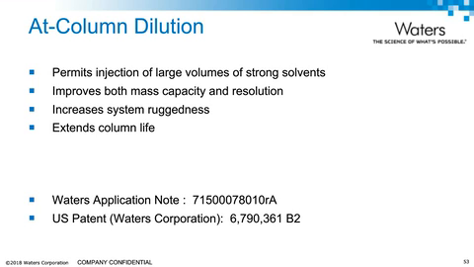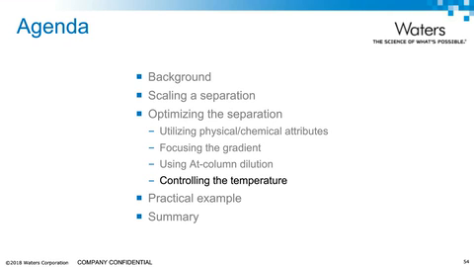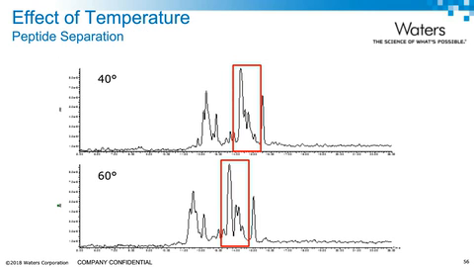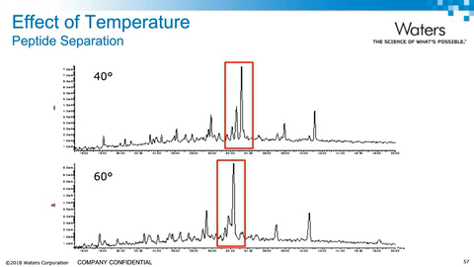We all know the effect of temperature on separations. Sometimes temperature is used to improve peak shape. Sometimes higher temperature is better for a particular sample, and sometimes lower is better for a particular peptide separation. It all depends upon the properties of the particular peptide in question.